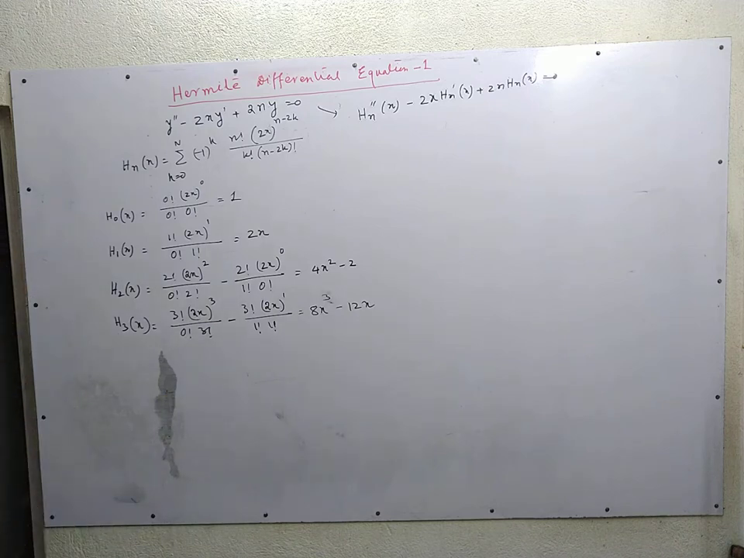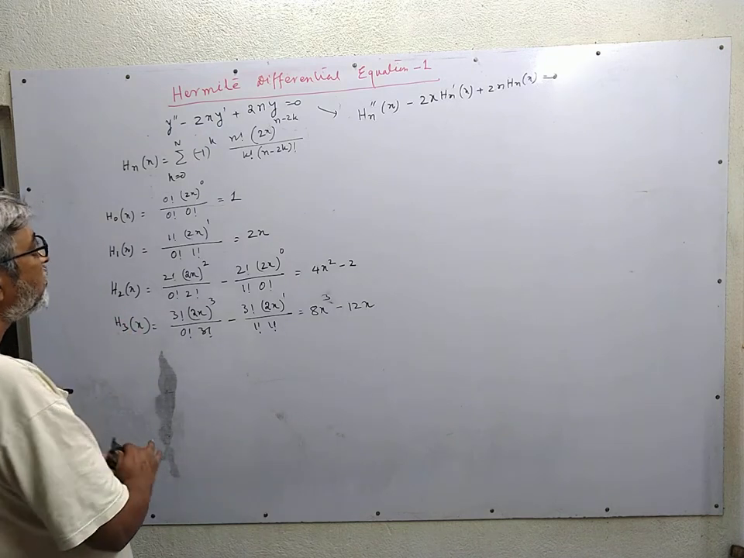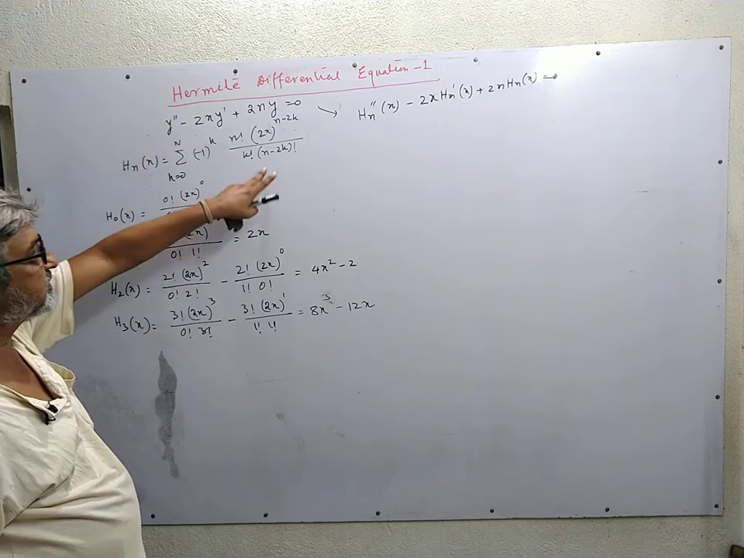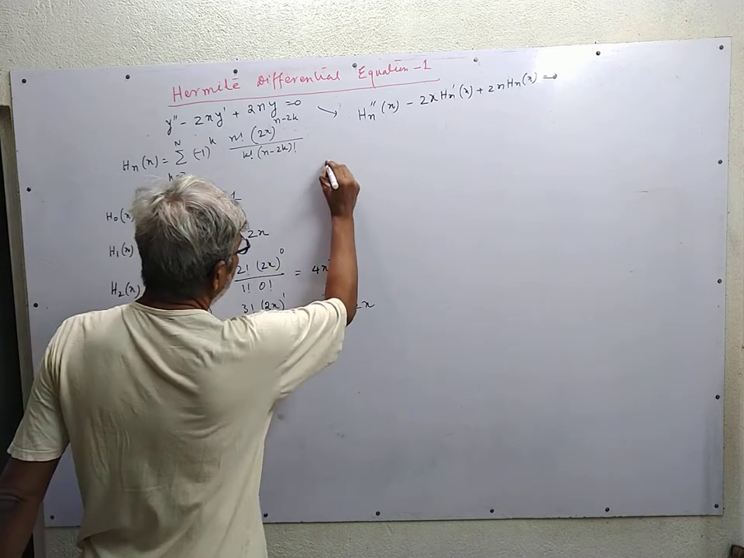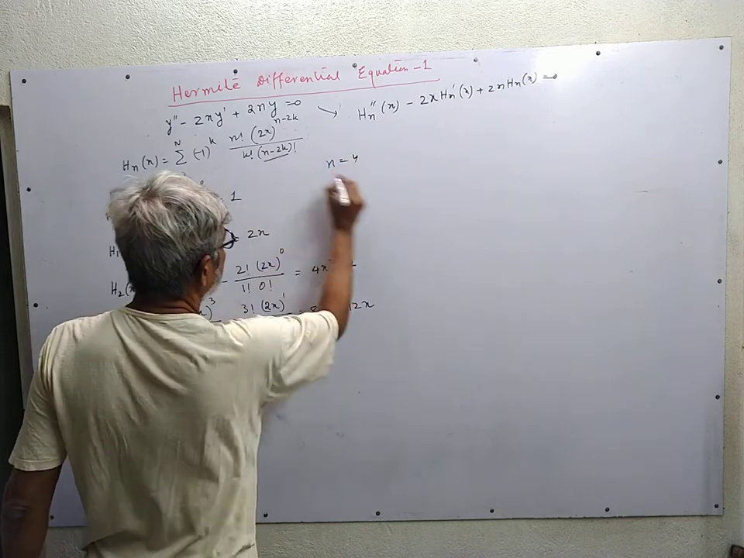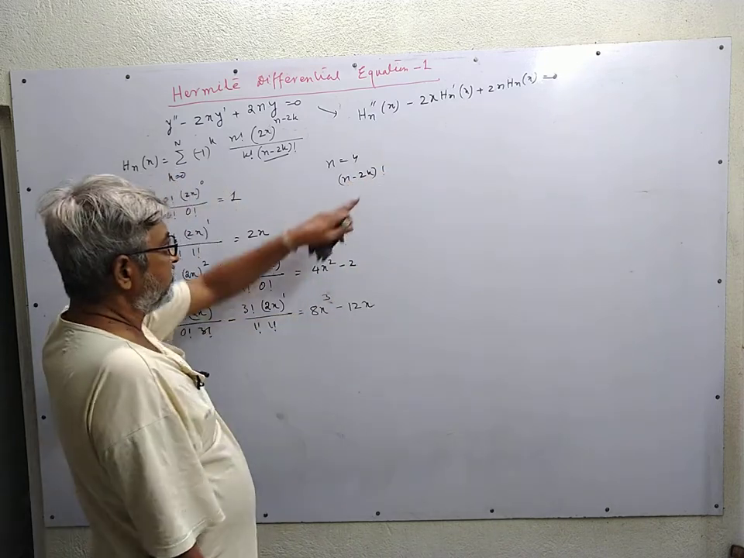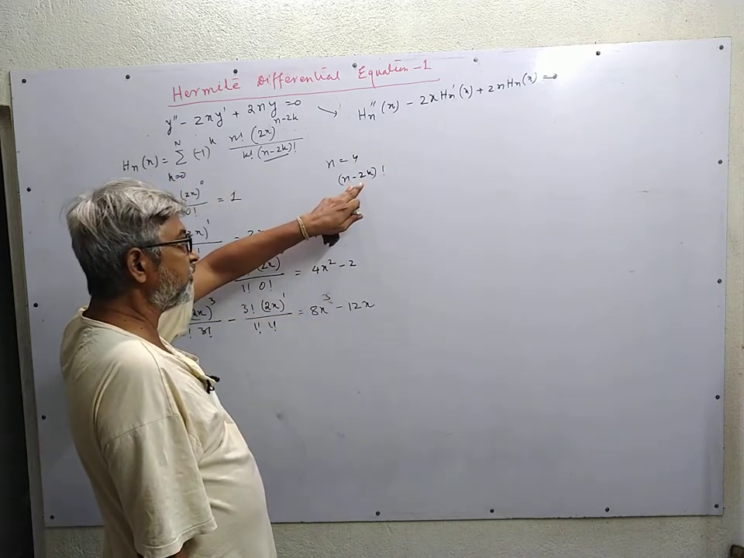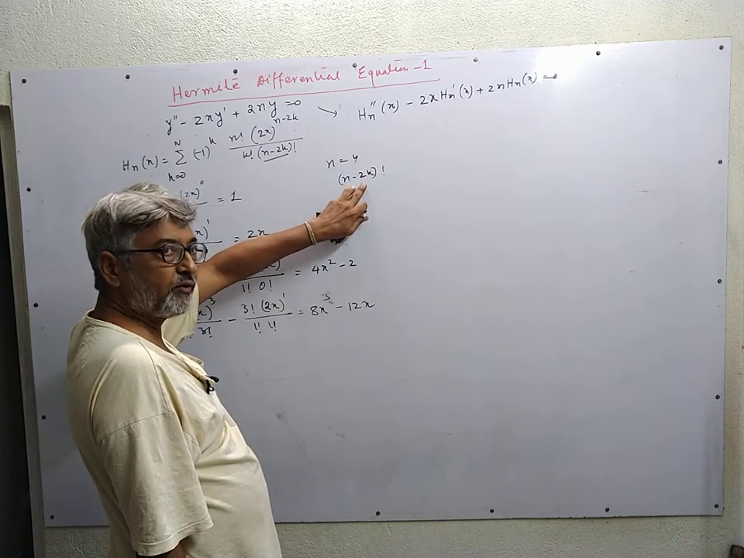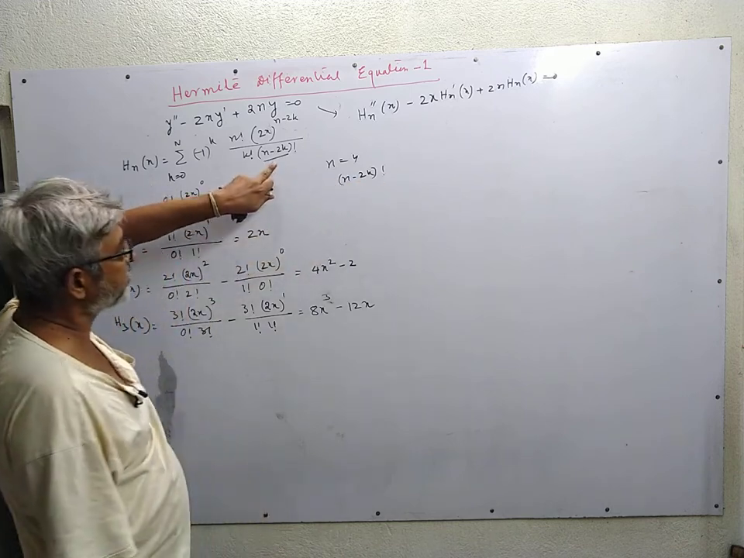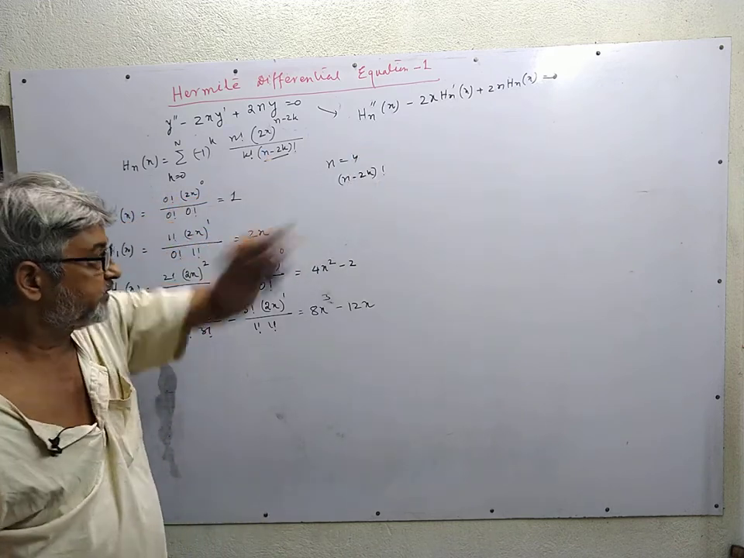In this way we can generate still higher order polynomials. For n is equal to 4, there will be 3 terms. For n is equal to 4, this part is n minus 2k factorial. For k is equal to 0, it is 4 factorial. For k is equal to 1, it is 2 factorial. And for k is equal to 2, it is 0 factorial. Still higher values of k will make it negative. So there will be 3 terms.